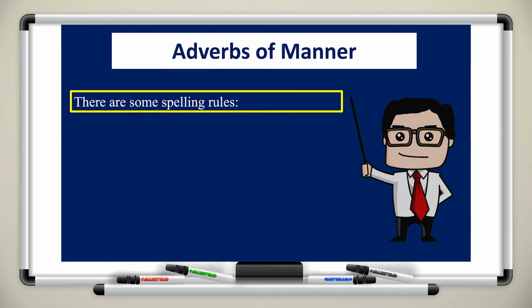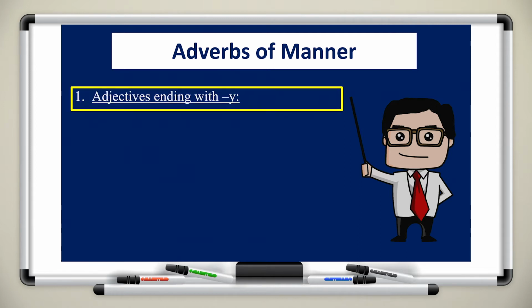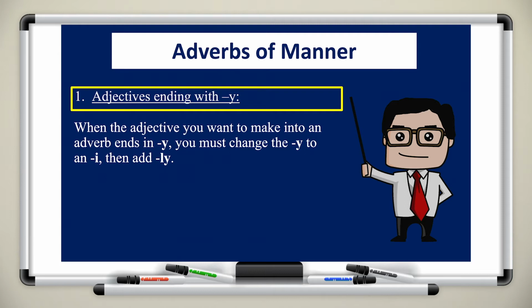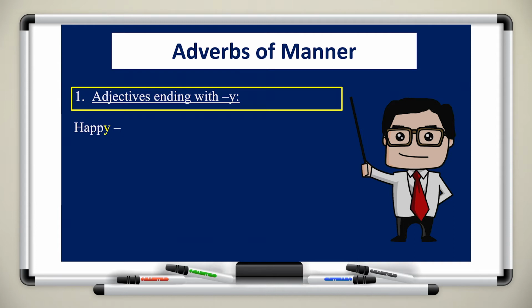However, there are some spelling rules that you need to take into consideration. Let's look at the first rule. If your adjective ends with a y, what do you do? You remove the y and add i and then ly. So if your adjective ends with y, for example, happy, what do we do? We remove the y and add an i. Then we add ly, so it'll be happily.